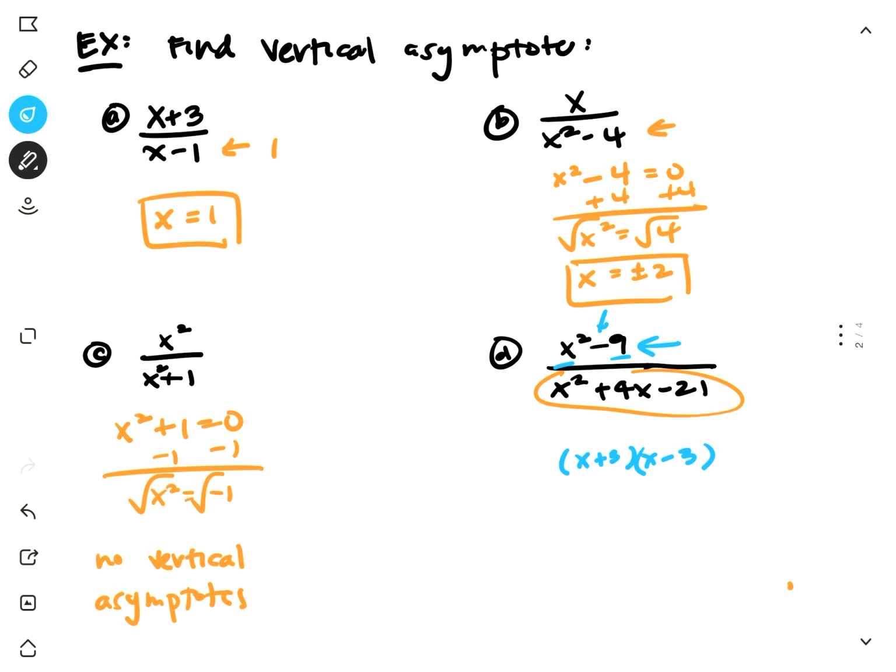So that's the top factored. Now the bottom factored, we're looking for what multiplies to get -21 and adds to get 4. That's going to be -3 and positive 7. And look, we do have a hole here, so we're going to cancel that out.